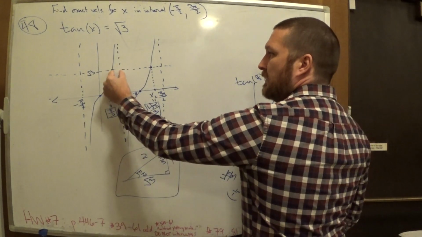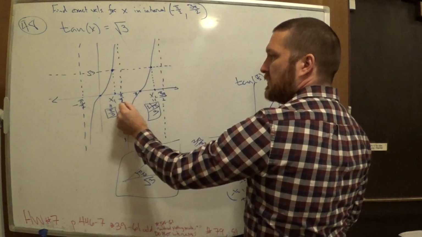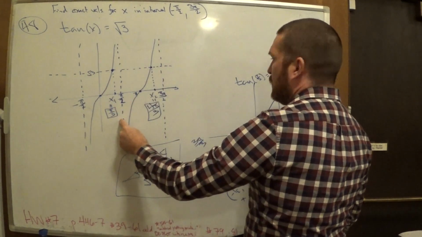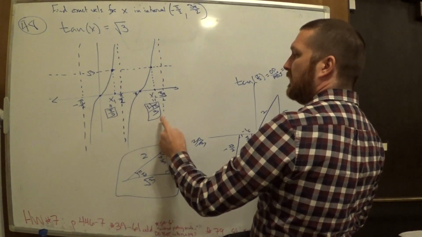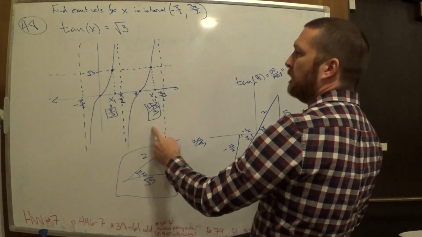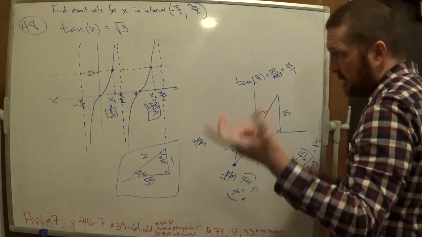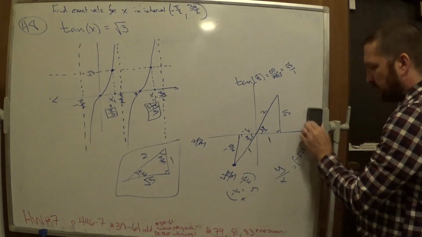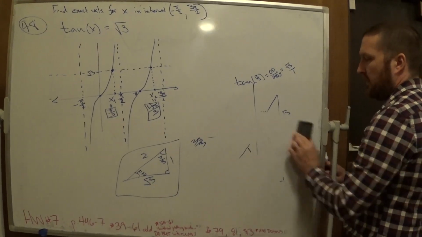Where it's bigger would be these intervals here. So from pi over 3 to pi over 2, not including, and from 4 pi over 3 to 3 pi over 2, not including the endpoints. Right? So, we're not going to go through all that.